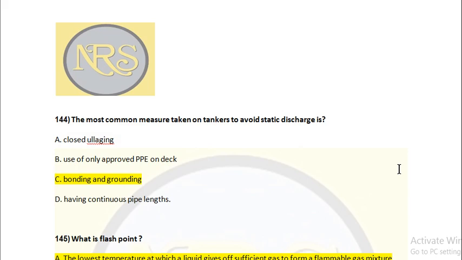Bonding and grounding. In order to avoid static discharge on the pipeline, it has to be grounded. The pipeline has to be grounded, otherwise static electricity charge accumulation will occur. This is overcome by putting a bonding wire between the two flanges in order to maintain continuity. So option C is the correct answer for question number 144.